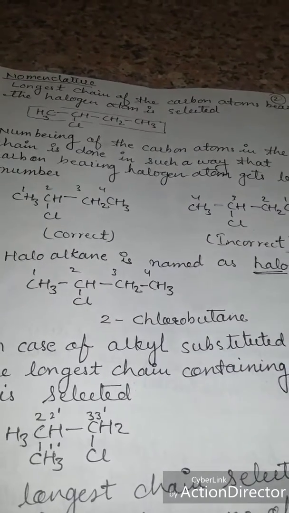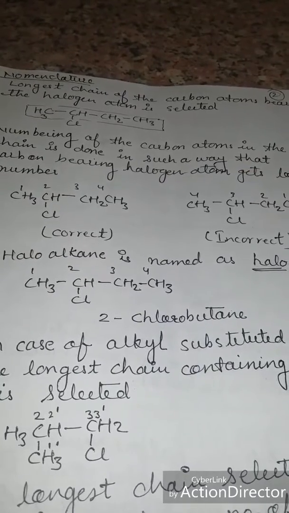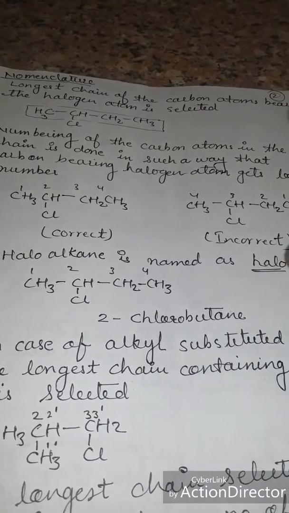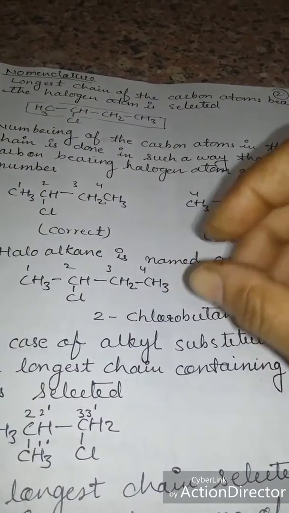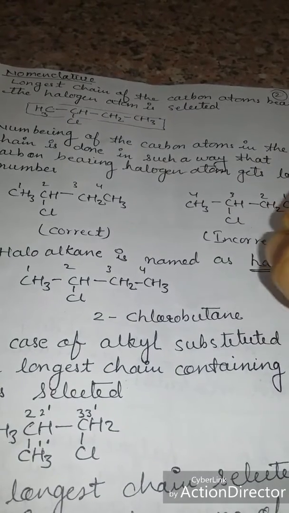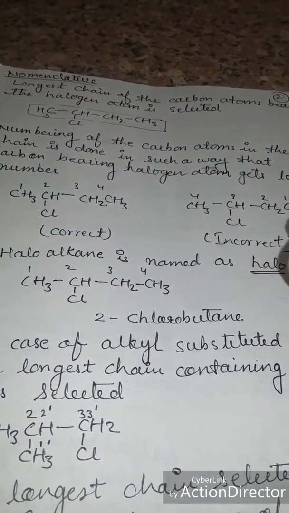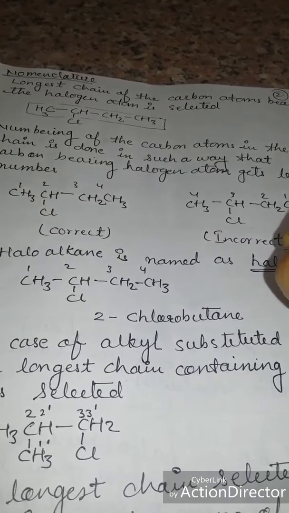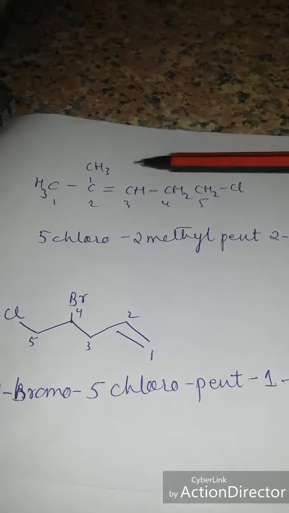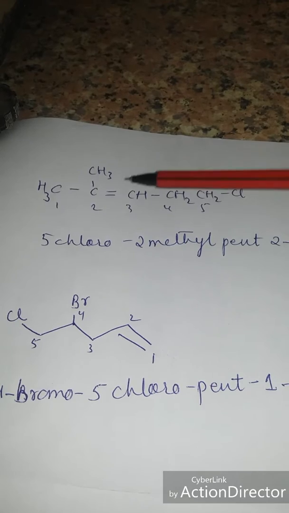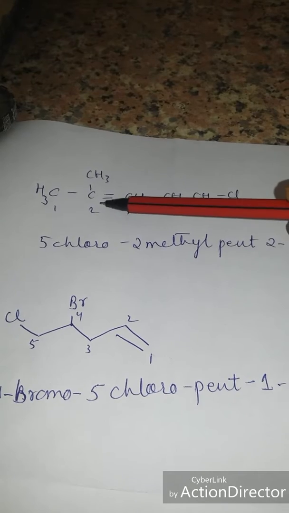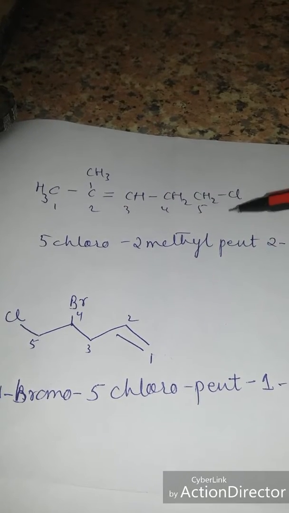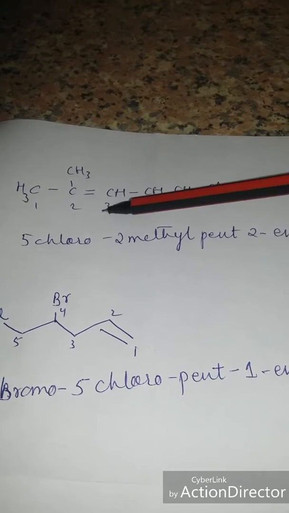Besides that, if unsaturated alkyl halides are present, then unsaturated bonds are given priority over the halogen substituents. And in case of substituents, if more than one halogen is present, then numbering can be done on the basis of alphabets. So let us come to the example. You can see here unsaturation is there, halogen is also there, so preference will be given to the unsaturation. So numbering will be such that this gets the first number. So this will be 5-chloro 2-methyl pent 2-ene.